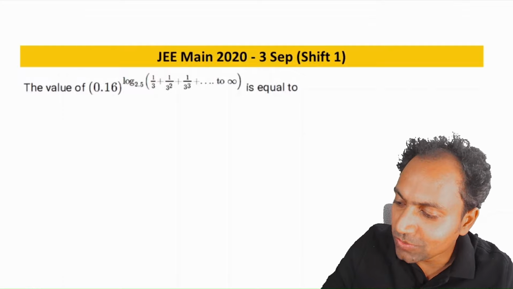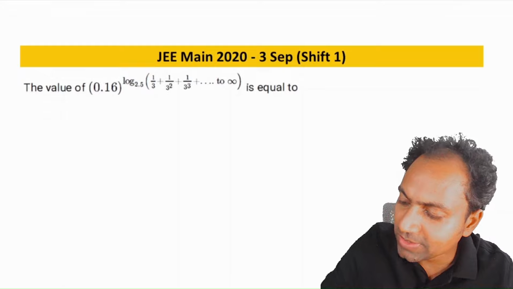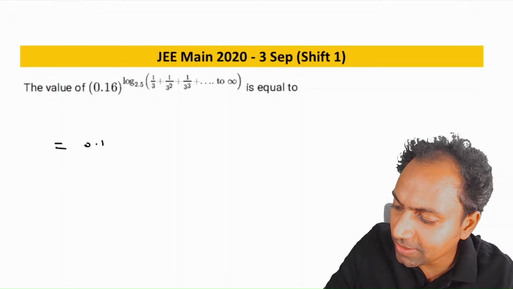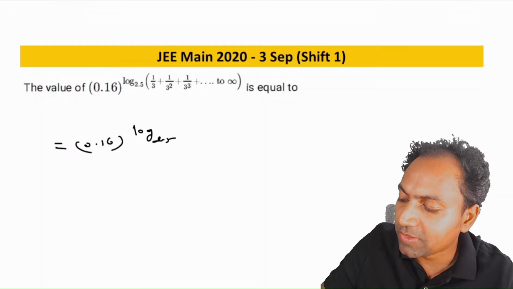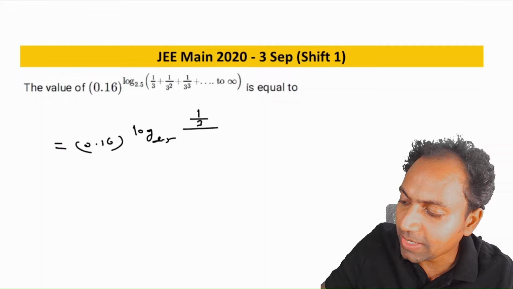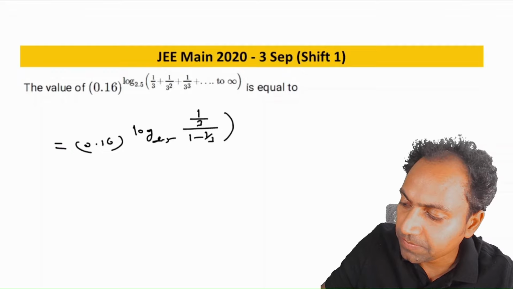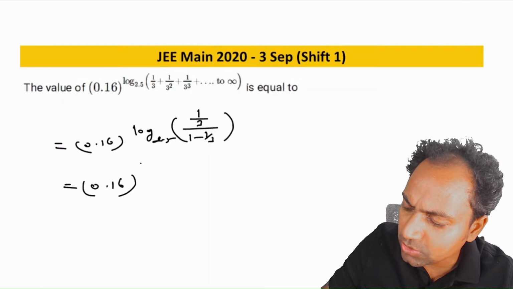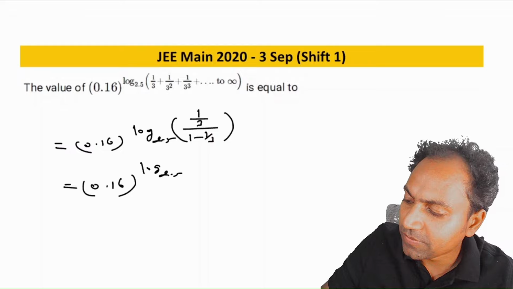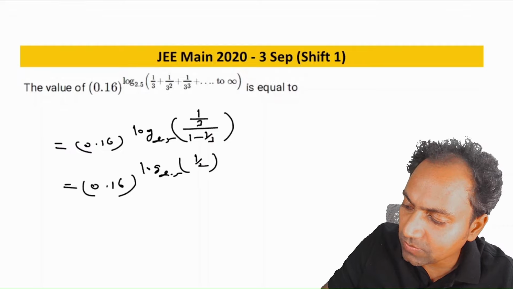So if I look into this question, what I can do here is basically, in the power inside the log, we can apply the formula of infinite GP. It comes out to be a upon 1 minus r. And if you simplify, it is 0.16 raised to the power log of 2.5. And this, if you simplify, becomes 1 by 2.